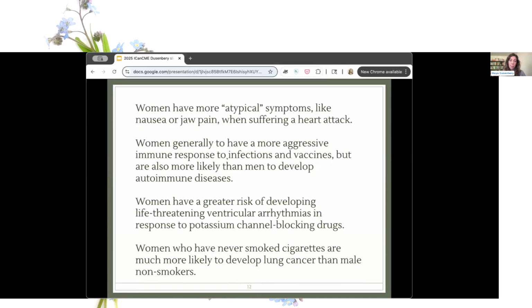So just a few examples. And some of these differences are rooted in sex differences, so rooted in biological factors like chromosomes or sex hormones, while others are more gender differences, so rooted in social and environmental factors, although it is often pretty challenging to totally disentangle whether it's sex or gender.